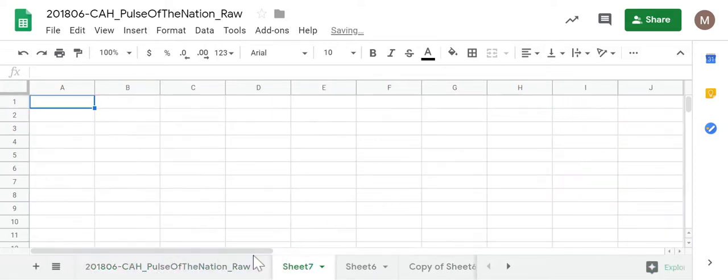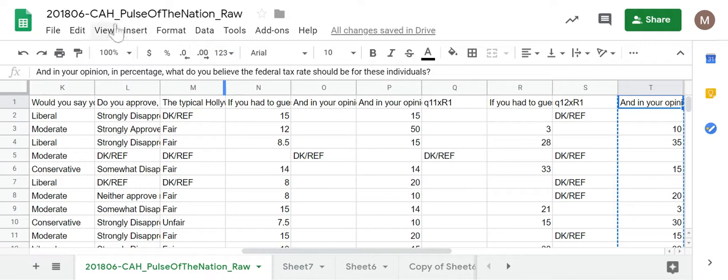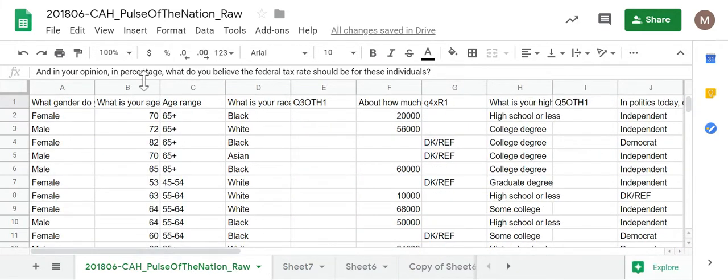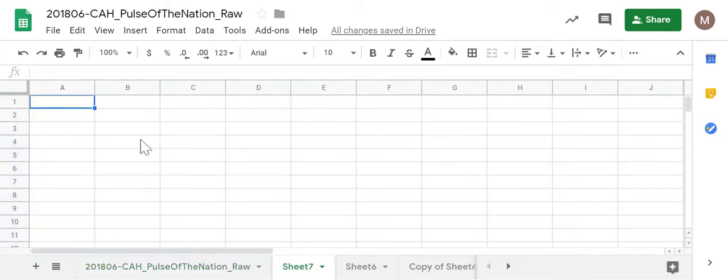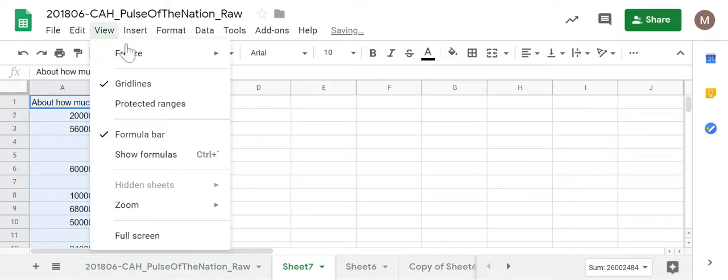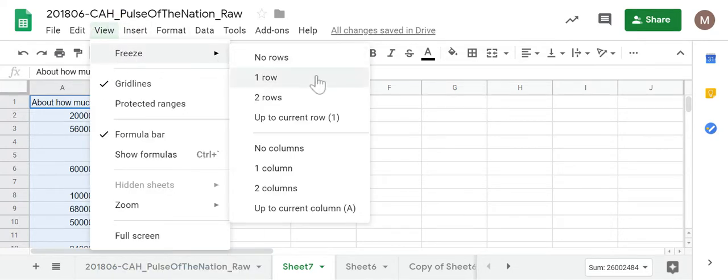I'm going to make a new spreadsheet over here to play with. This is the June 2018 Pulse of the Nation survey from the good folks at Cards Against Humanity. We're going to look at our input variable. Our independent variable is what people's income is. So I'm going to copy that over to this sheet. And as always, I'm going to view, freeze one row.